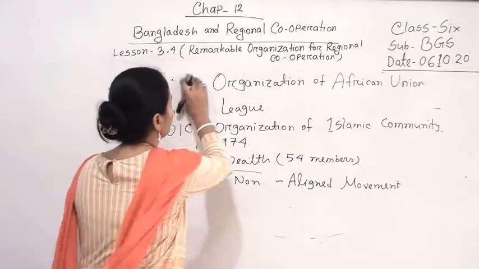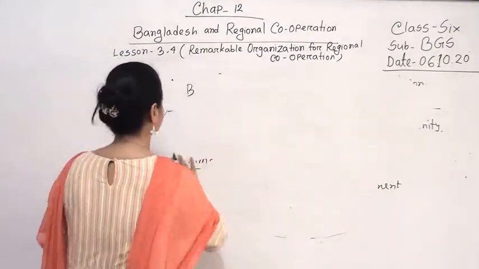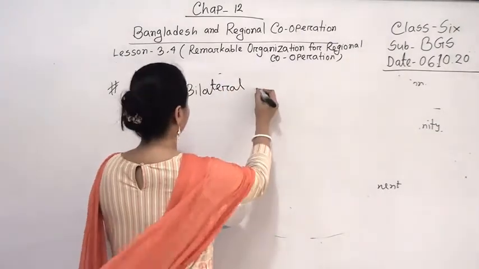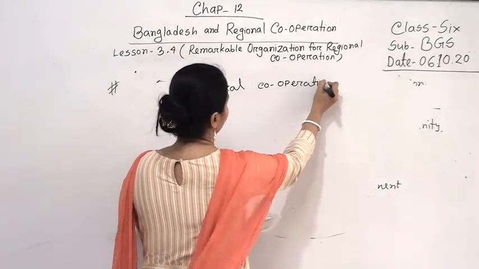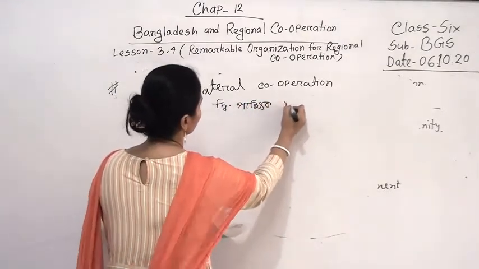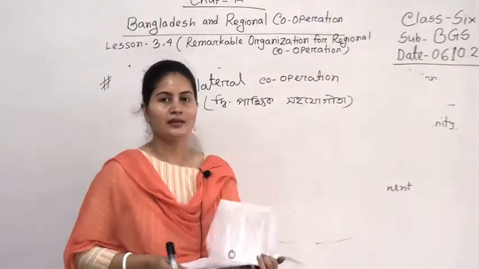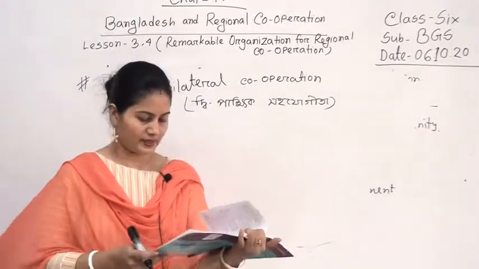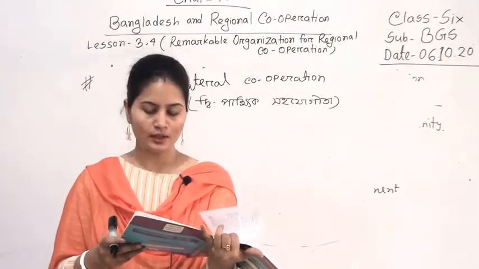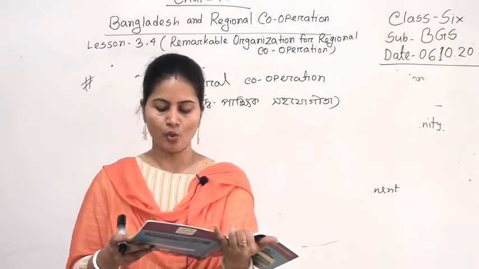Now we have to add a term, bilateral conduct or agreement. Bilateral cooperation means দ্বিপাক্ষিক সহযোগিতা. When two countries cooperate with one another, that is bilateral cooperation. Now I read, a bilateral cooperation agreement is signed between two countries for mutual cooperation. At present, this type of agreement is on the rise because it is the most effective one in the field of cooperation.